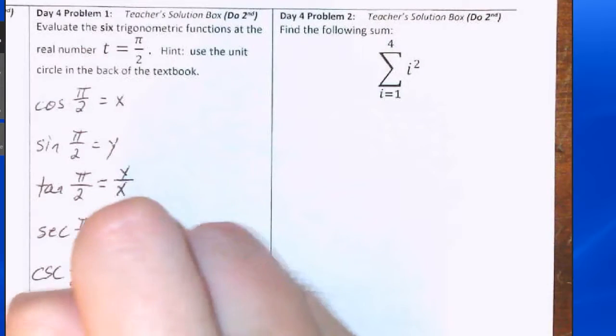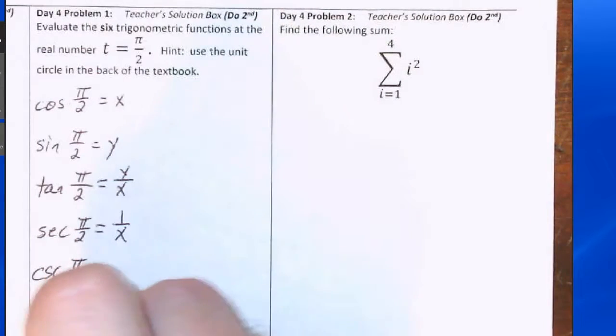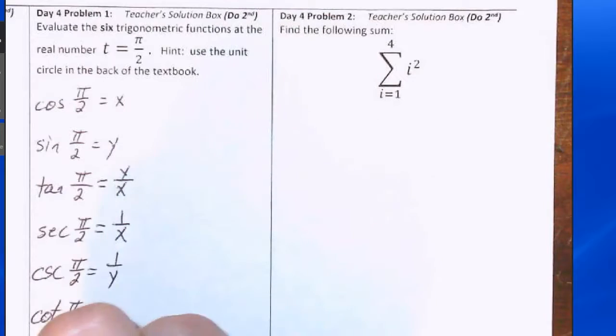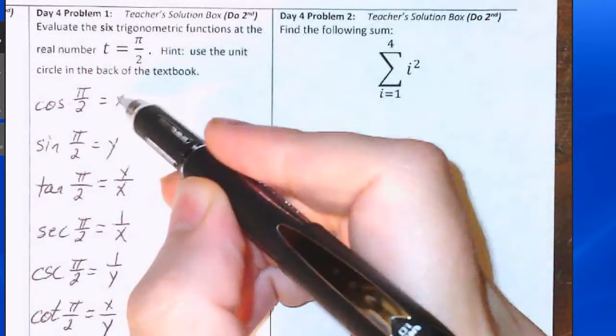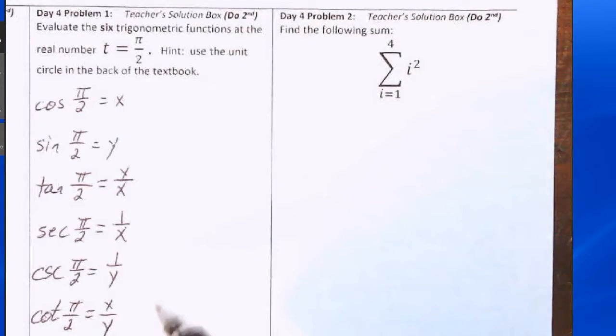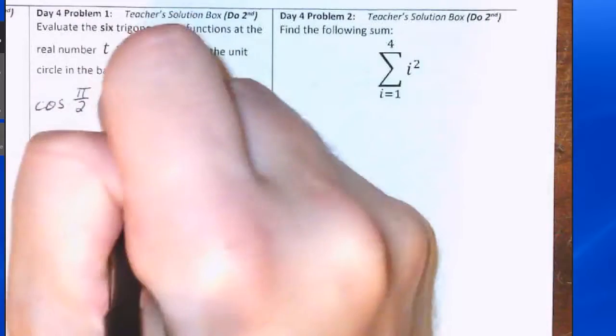Secant is going to be 1 over x. Cosecant is 1 over y. And cotangent is x over y. So these are our 6 formulas that we use to find trig values using a unit circle.